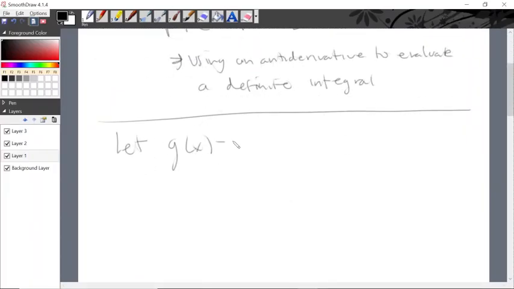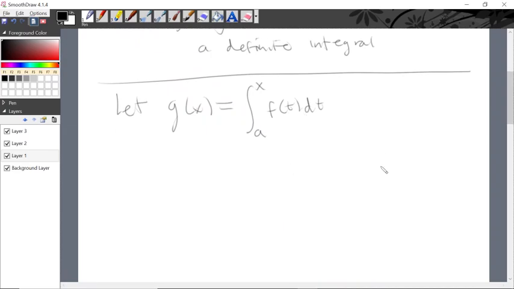Okay, let's start by saying let g of x equal this integral, the integral from a to x of the function f of t dt, and interpret this integral geometrically. So we said previously that if we had something like the integral from a to b of f of x dx, that would be interpreted as, suppose that we have some function y equals f of x, and suppose that we have it bounded from x equals a to, let's say, x equals b.